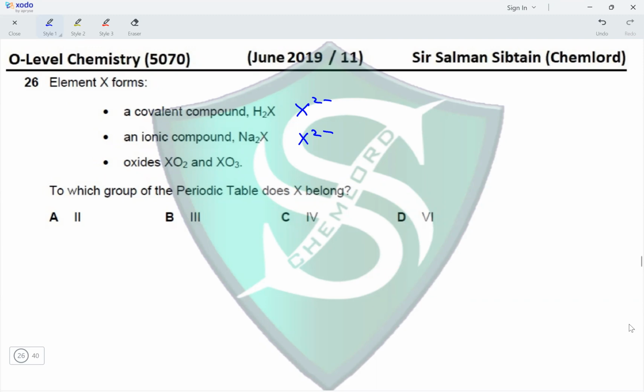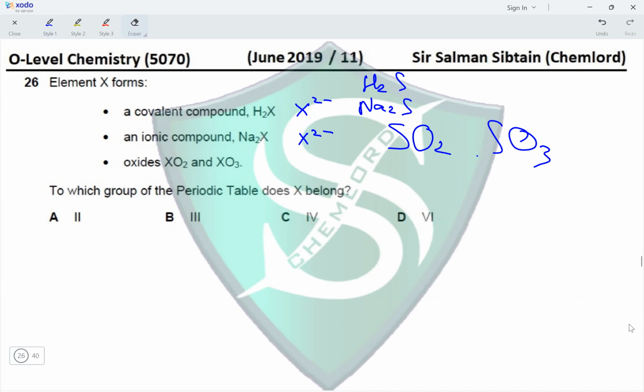So, in order for an element to have a 2 negative charge, it should belong to group 6. And since we have oxides forming, this should be sulfur, SO2 and SO3. So that makes it H2S and Na2S: hydrogen sulfide, sodium sulfide, sulfur dioxide, sulfur trioxide.